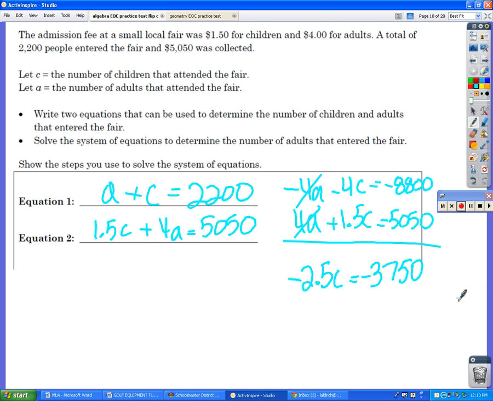Okay, how do I figure out what c is? Divide. Does someone have a calculator on them that they can do that? What is negative 3,750 divided by negative 2.5? 1,500.